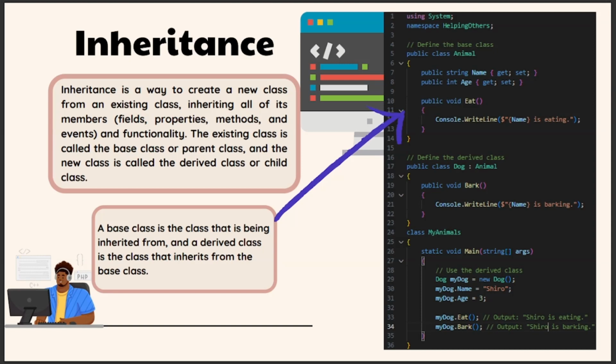Now you can see that there is a bark method in the dog class which is different from the eat method in the animal class. But after you see the changes in the main class, you can see that the dog class can also call the eat method which is placed in the animal class. So how is this happening? The dog class, which inherits all of its properties from the animal class, can also call the eat method, which is basically a property of the dog class too.